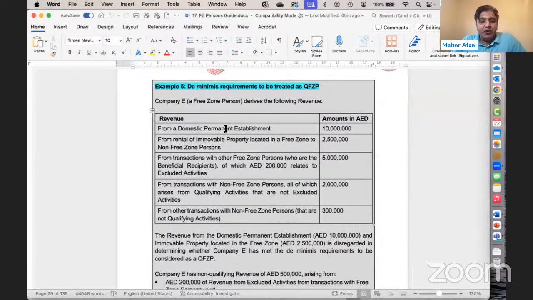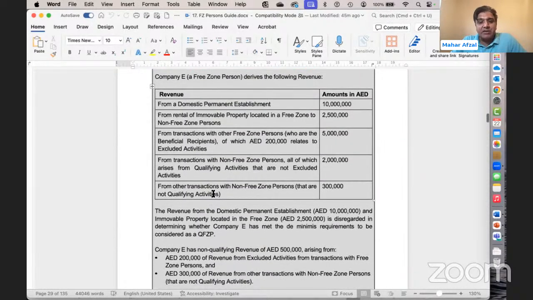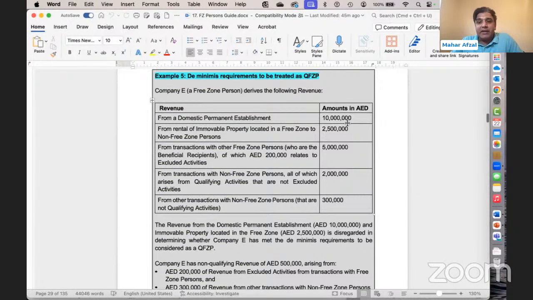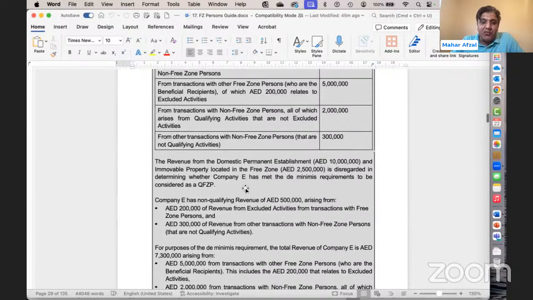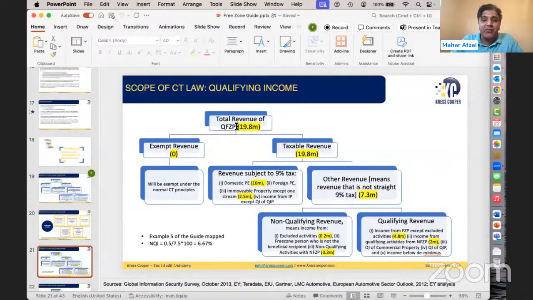They said from a domestic PE 10 million, from the rental immovable property 2.5 million. This is basically income from transactions with another free zone person, for other free zone persons, which relates to the excluded activity. This is 10 million, 2.5 million, 5 million. If you map the exact same example into this diagram, you will find the total revenue of the person is 19.8 million. Zero is the exempt income.